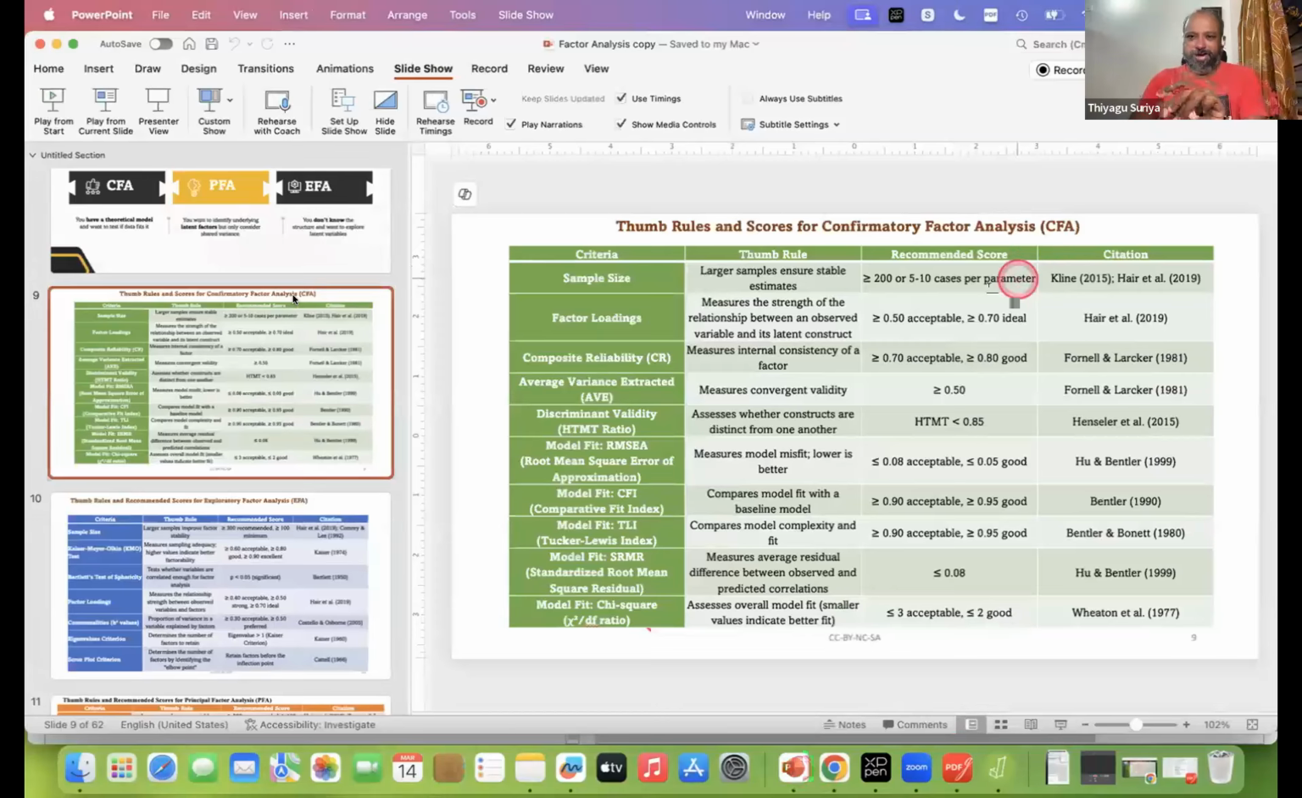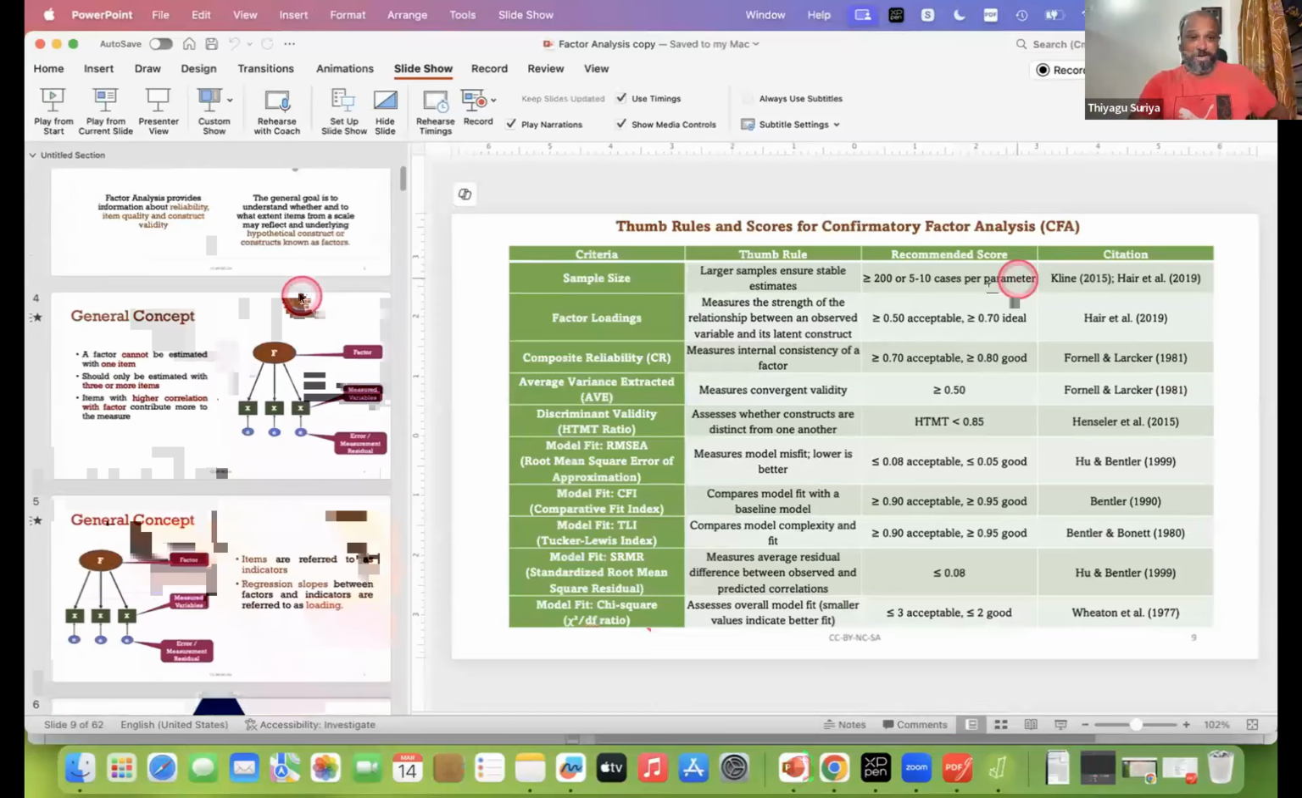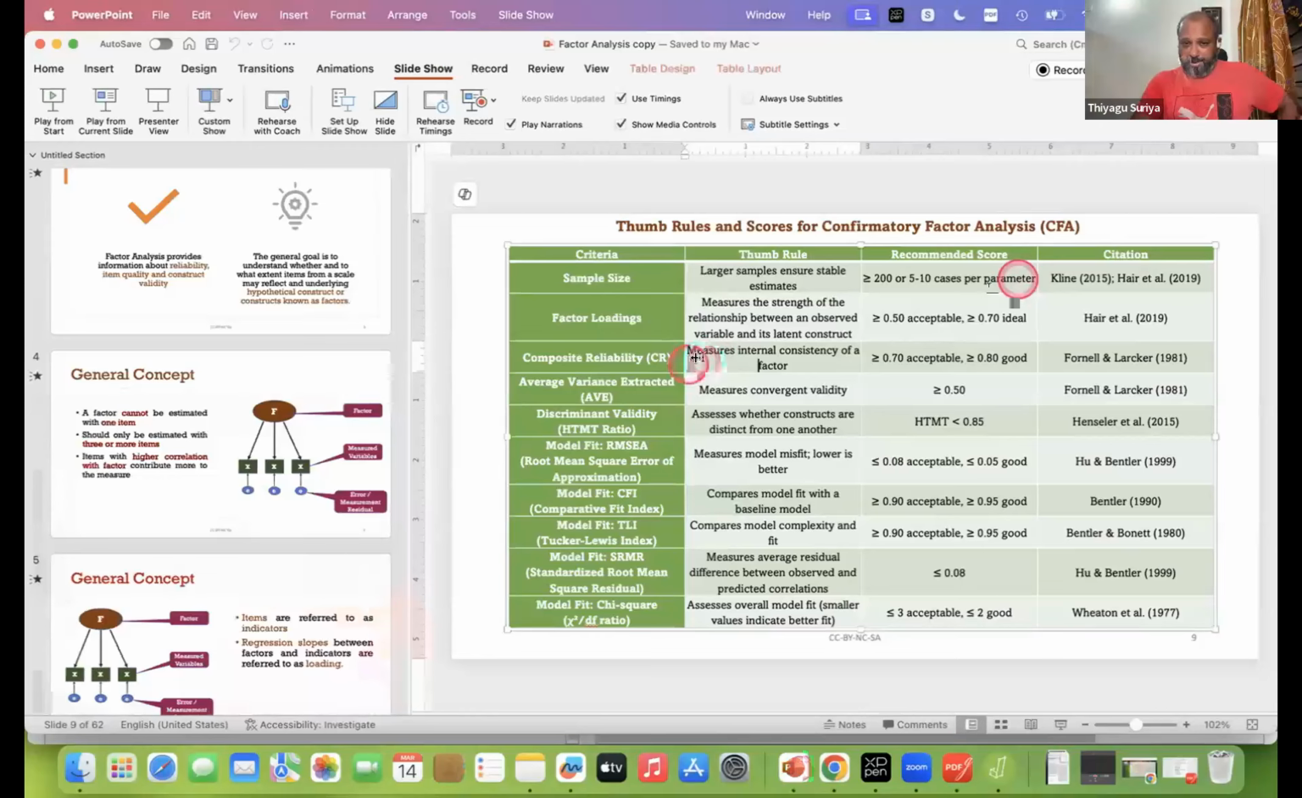So I'm taking 5 more minutes. Parthiban, please. So the factor loading, you can see 0.5 and above is acceptable. Then the AVE value of 0.50 is also acceptable. And model fit RMSEA is also less than 0.08, acceptable. The model fit for the CFA, the comparative fit index, above 0.90 is acceptable.